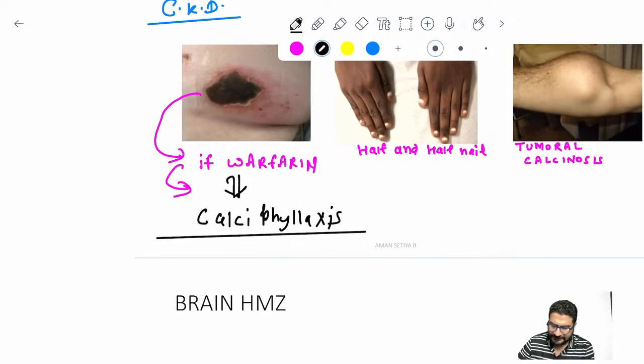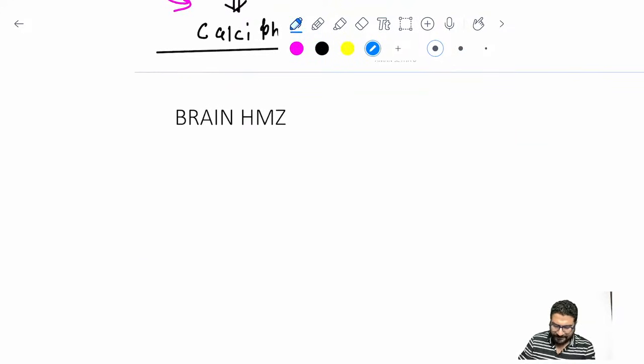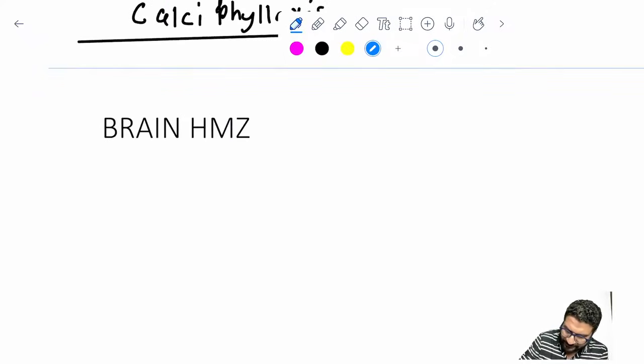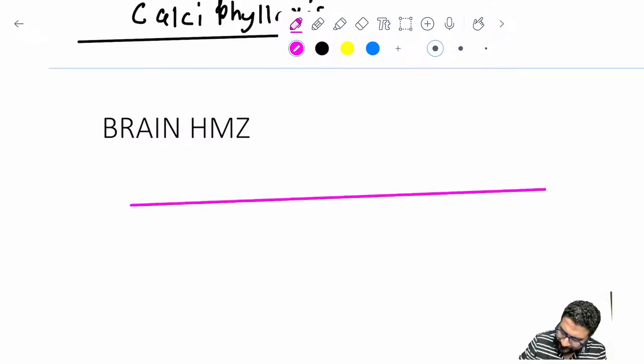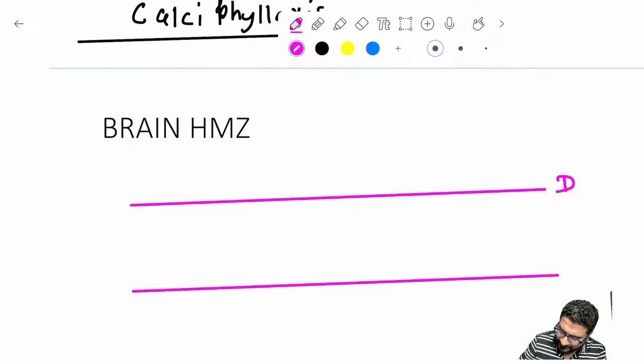Half and half nail, and these are seen in CKD patients. Okay, now coming to brain hemorrhage. So what are the types of brain hemorrhage? Which types of brain hemorrhage do you know? For this, I'll try to make a drawing. Suppose these are the dura layers. So this is the dura mater. This is the arachnoid mater. This is the pia mater.